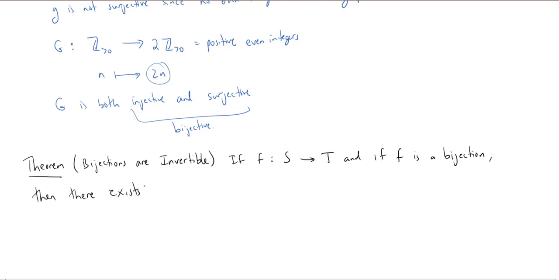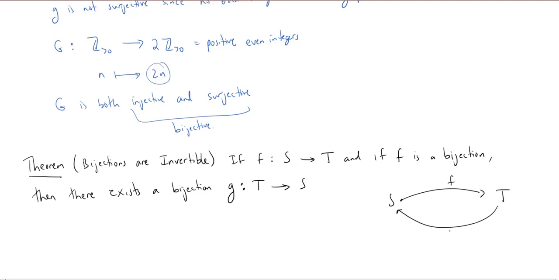So let's make that explicit. There exists a bijection, g, that goes from T to S. Pictorially, we have S going to T via f. Now we're going to get a function which goes in the opposite direction, from T back to S. Not only do we get that, but such that if I compose g with f, meaning I apply f and then I apply g, it's like I did nothing at all. I get the identity map on the set S.